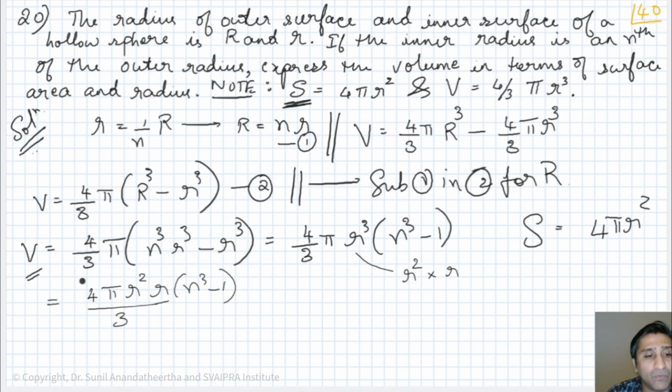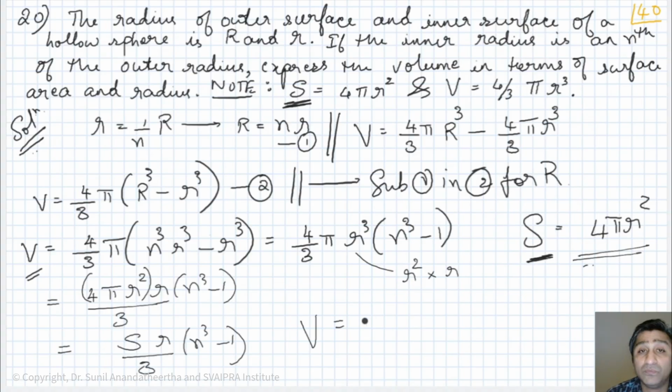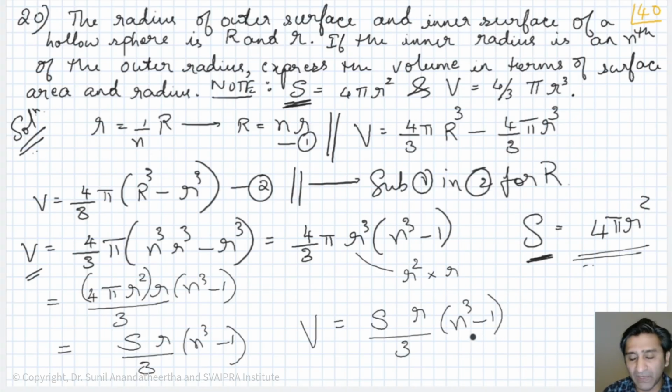So what we then do is consider this separately. This is nothing but 4 pi r squared, which is equal to the surface area. So what do we get? That is nothing but s r by 3 times (n cubed minus 1). So the volume of the sphere is the surface area s multiplied by r divided by 3, multiplied by (n cubed minus 1). As simple as this. Problem solved.